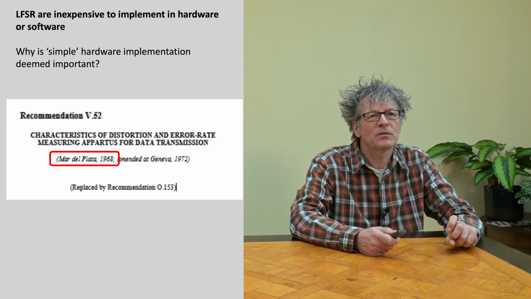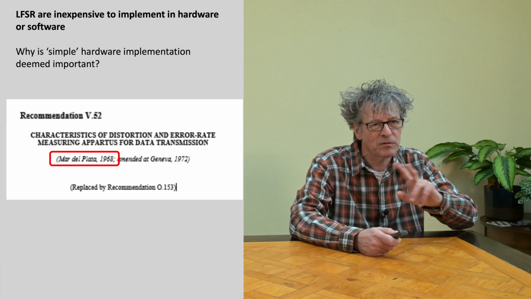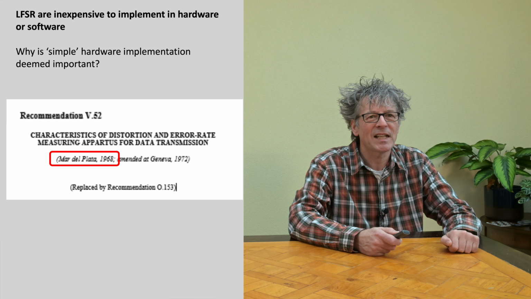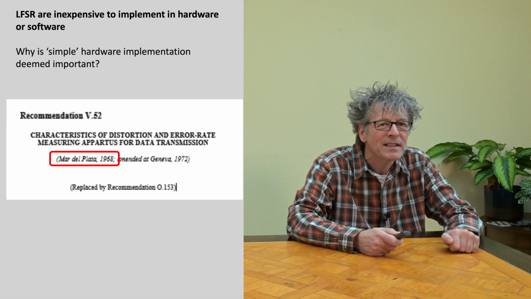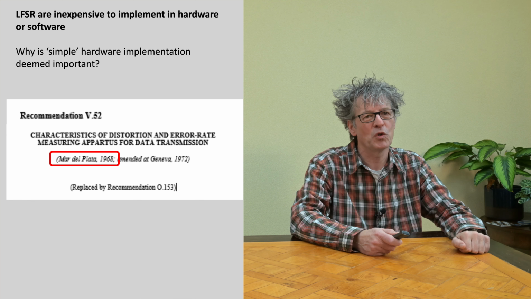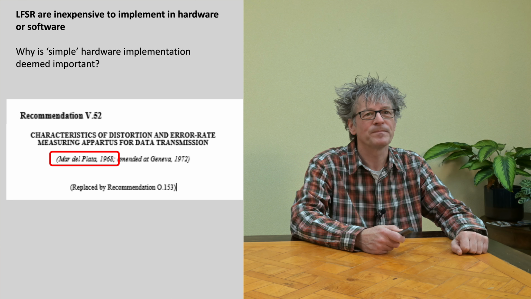Now, why is it so important that there are simple hardware implementations for these types of systems? I'm looking here at one of the older standards of the ITU, still called CCITT at that time. Later we'll look a little bit more into the standard. But if you look at the cover page of this standard, you already see this is a standard that dates all the way back to 1968. So the idea was that it was feasible to create these types of codes with equipment that was available already many years ago. And actually it is not that hard to implement in hardware.